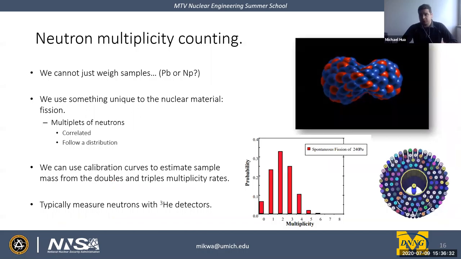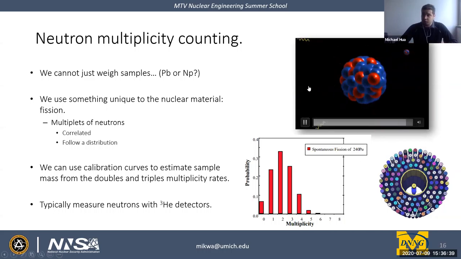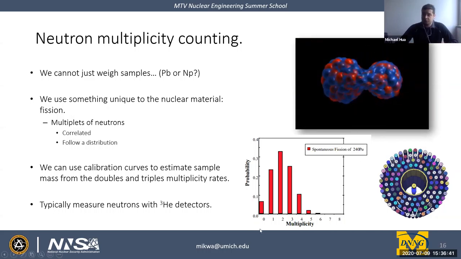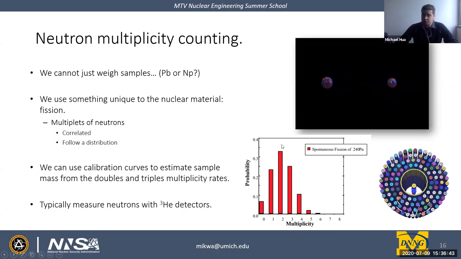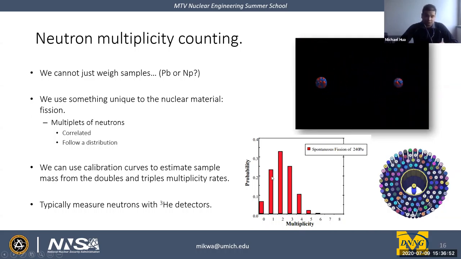I'll touch briefly, again, Alexis mentioned neutron multiplicity counting, where we look at correlated neutrons from fission. By measuring the multiplicity distribution, we can determine the mass of the sample. So more doubles or more triples means more material. That's all I'll say for now.